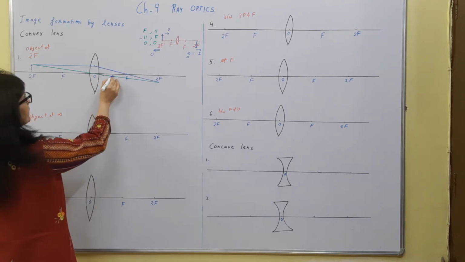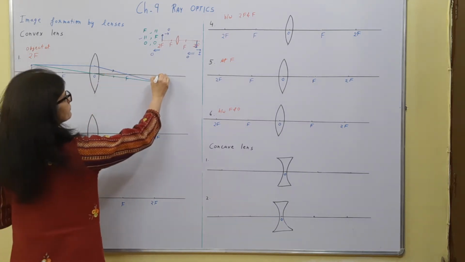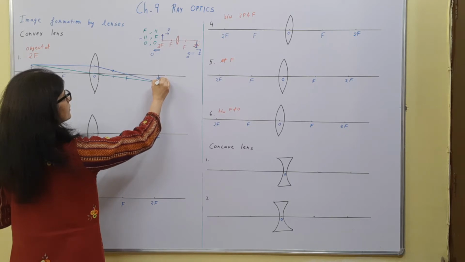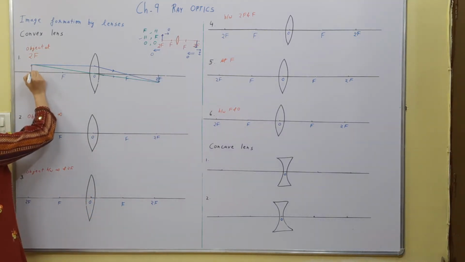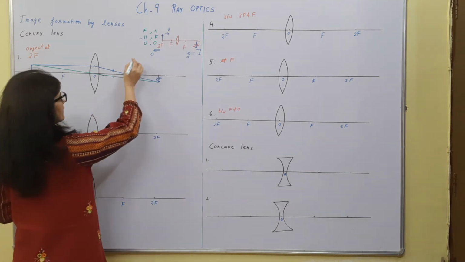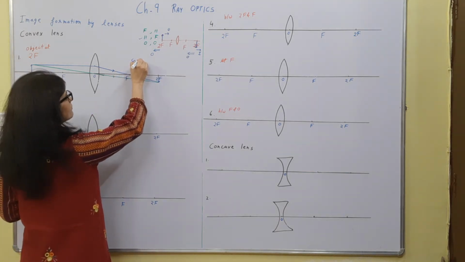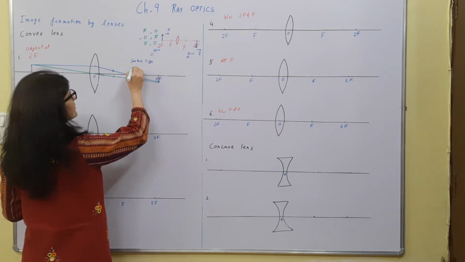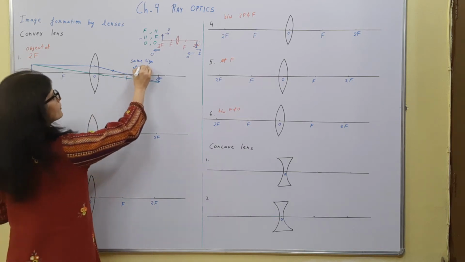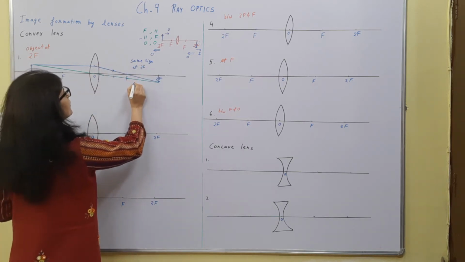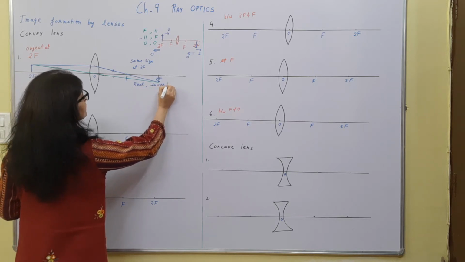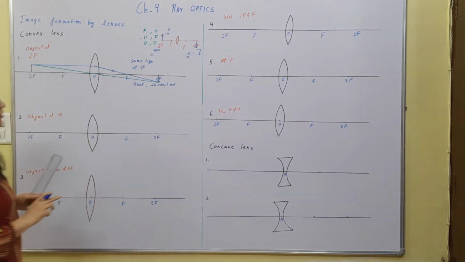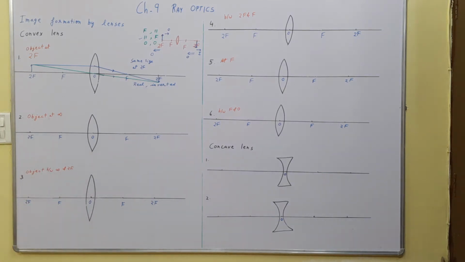So look at this. These two rays after refraction meet at 2f. So the object and the image are of the same size. So we can write the characteristics here. Same size at 2f, right? Real, inverted. So these are the 4 characteristics of the image formed here.